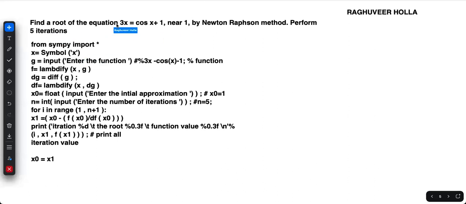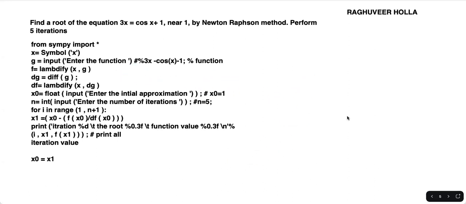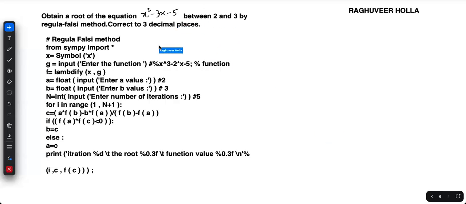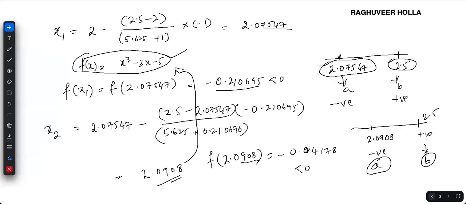Let's solve this problem. Okay, so as you can see here, this is a Python code for the given problem. Here's the problem. Here you have the Python code here. Okay, the problem which we have done earlier, right? Fine.